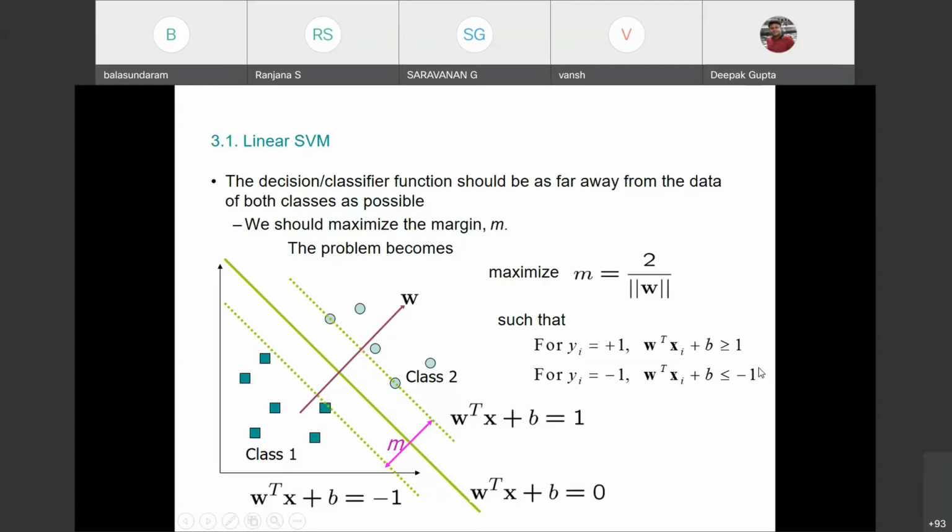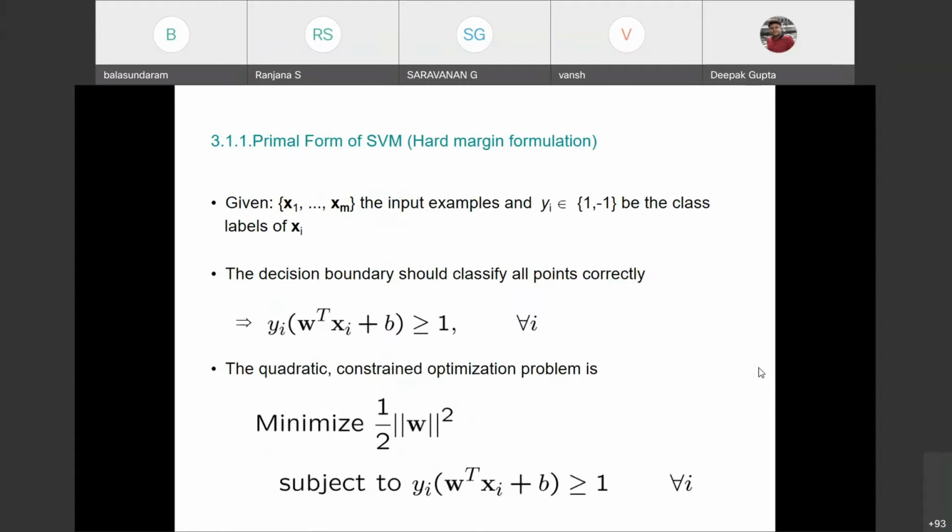So our problem is maximization of 2 upon length of w, subject to yi times (w transpose xi plus b) greater than or equal to 1. Now, as I already stated, the constraint is, okay, we have clubbed the positive class points and the negative class points. Instead of having two types of constraints, we have brought them into one type of constraint.